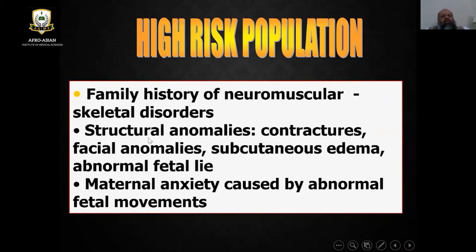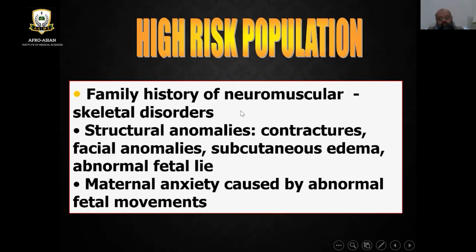High risk population will show some of the important things. Family history of neuromuscular skeletal disorders will delay all these movements. So there will be delay in the behavioral changes if there is family history of neuromuscular skeletal disorders. For instance, if we have a father with hereditary myopathy, the fetus can show some delay in these neuromuscular behavioral signs.